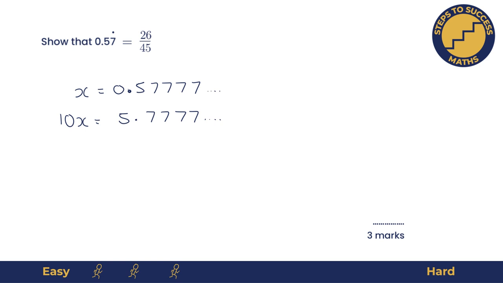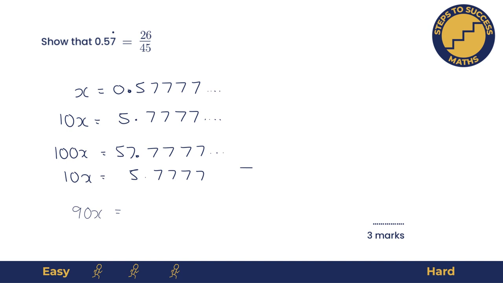Now we're going to work with this one. So if we multiply the original one by 100, that would be 57.777. It's really important that the numbers after the decimal point are in the same order and match. That way you can take it away. So 100x take away 10x leaves me with 90x, and 57.777 take away 5.777 is 52. So x is equal to 52/90, and that cancels if I divide it by 2 to 26/45.